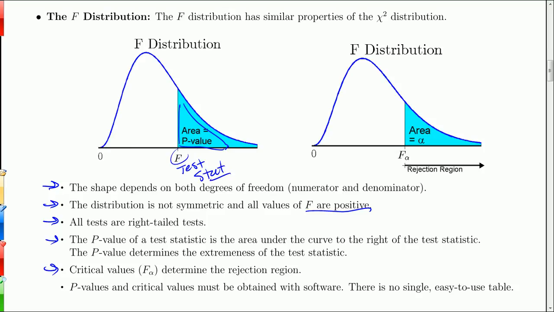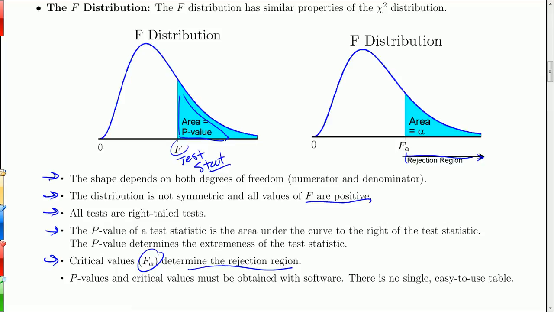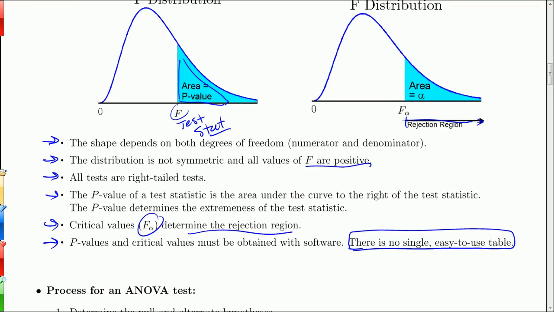And the critical values, F sub alpha, determine the rejection region, right? Just like in the chi-squared, the critical value determines the rejection region, which is all values of F to the right of the critical value. P-values and critical values must be obtained with software. There is no single easy-to-use table. There are collections of tables that can be used, but even then, there's a chance that you won't see your degrees of freedom in there. So we're just going to let software do it, because software does it quick and easily. To do it by hand it's really quite brutal.